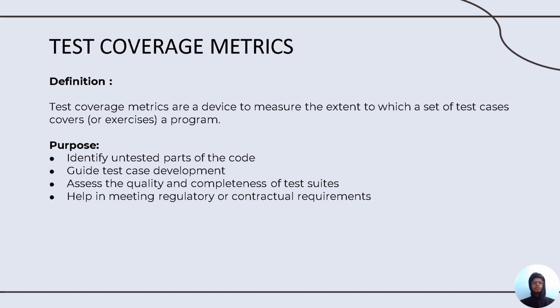So definition: the test coverage matrix is a device to measure the extent to which a set of test cases covers a program. The purpose of it is identifying untested parts of the code, then guiding test case development, assessing the quality and completeness of the test suites, and helping in meeting regulatory or contractual requirements.